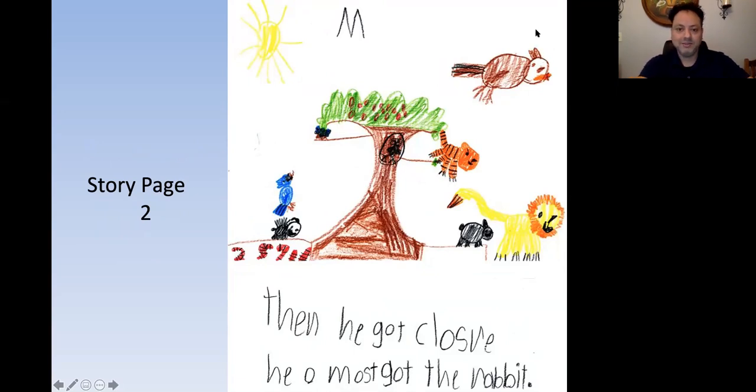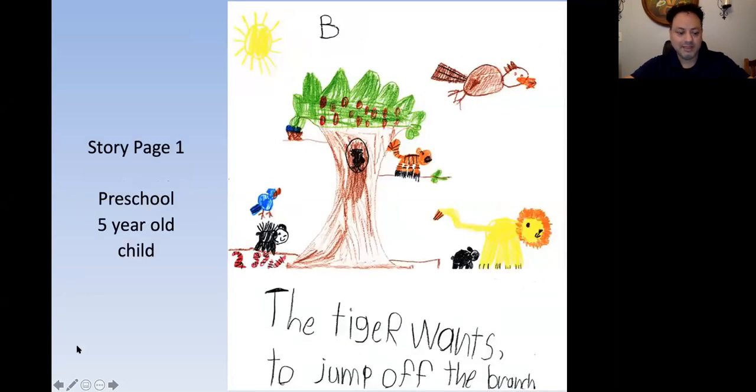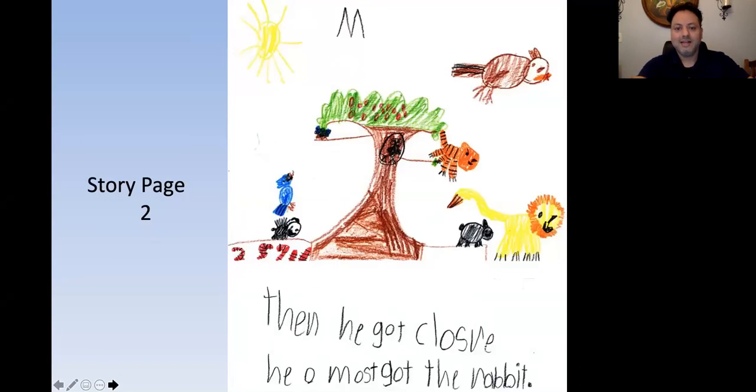So on page 2, and if you notice on the top, I forgot to mention, he put the letter B, which he said it stands for beginning, and M for middle. And so he says, then he got closer. I love how he spells closer. He almost got the rabbit, right? So this child, not only is the illustration spectacular, but his writing skills, right, he's already engaged in conventional writing, which is awesome.